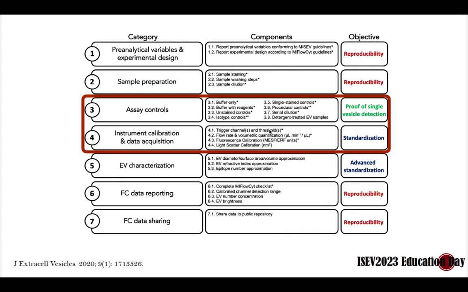So a lot of these controls you're probably familiar with, like single color controls, isotype controls, and unstained controls. But one of the ones that I get asked the most from my users is, why do I need a serial dilution?